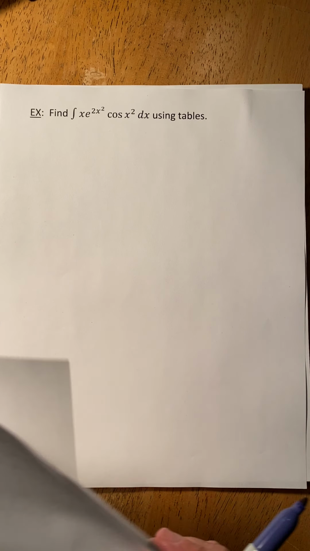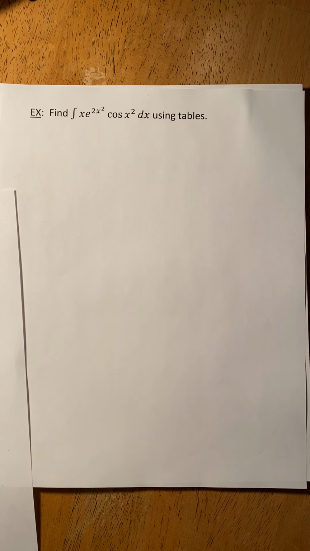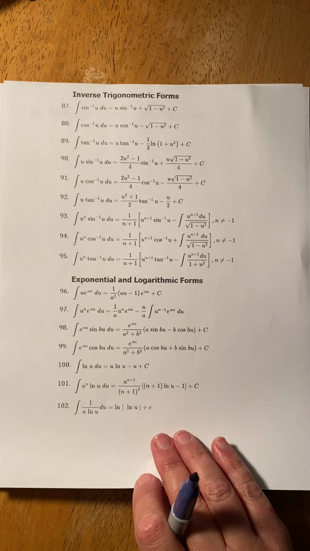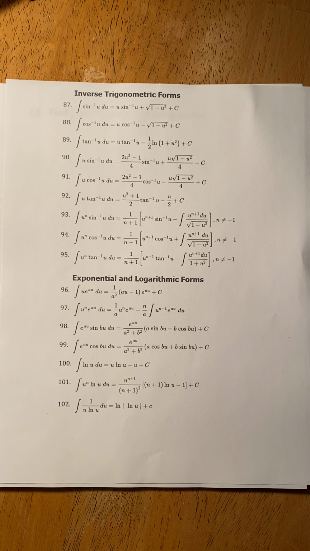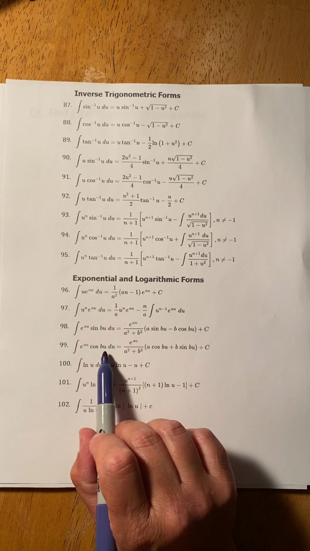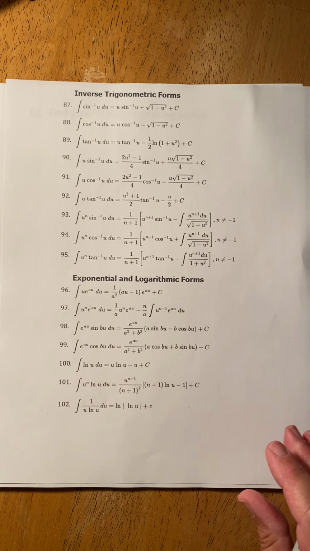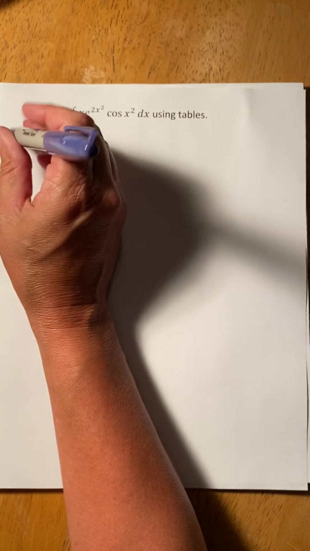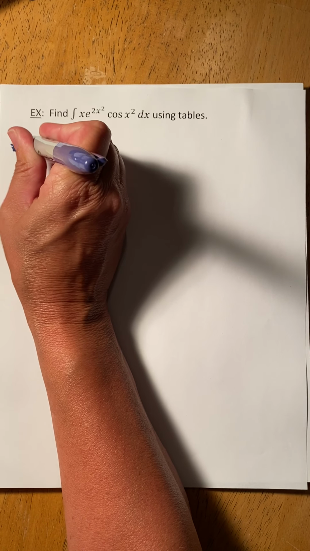So I'm going to go through and I'm going to look for e's and cosines. You might know it's in the back here. And if you look at number 99, I have e's and cosines, but I don't have x squareds. But if you think about it, if u is x squared, then I would have x squared both inside the cosine and in the power of e. So let's look at number 99 for this guy.